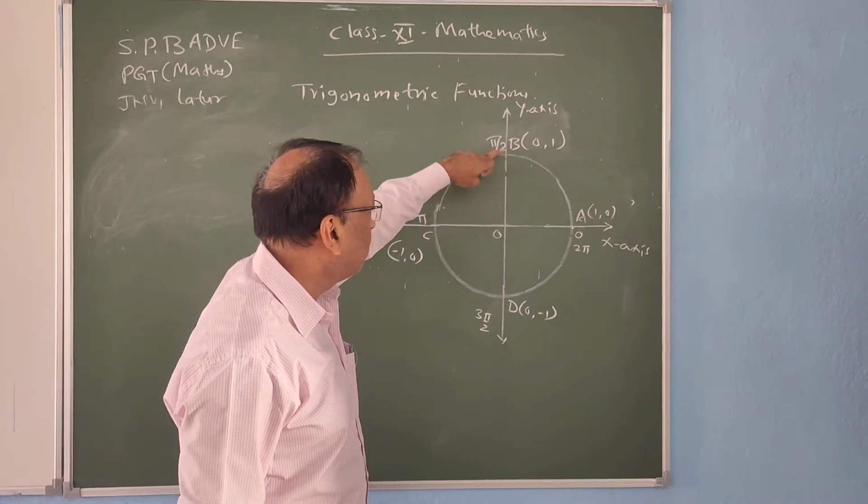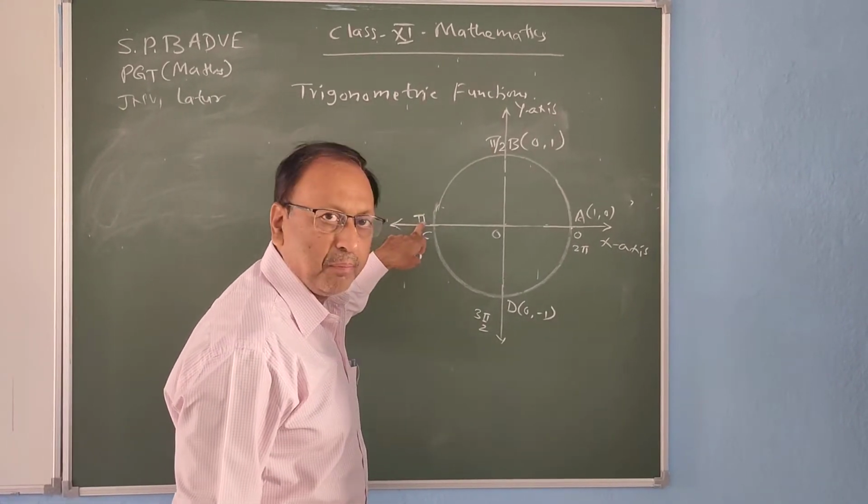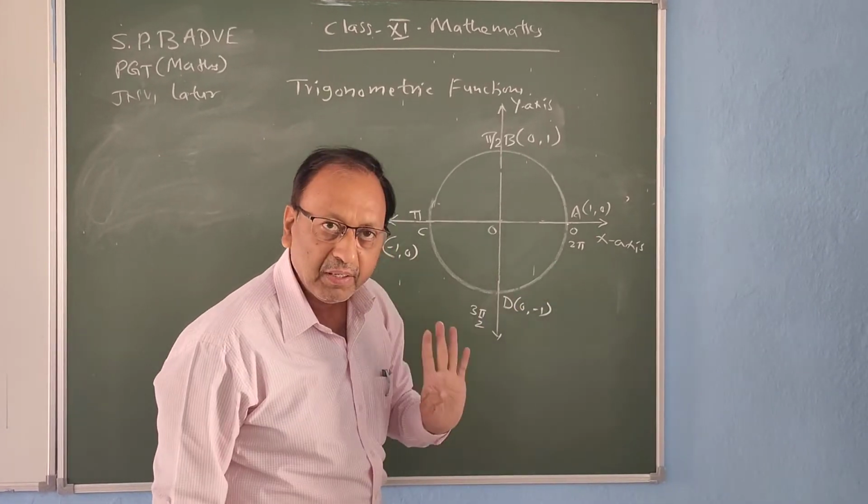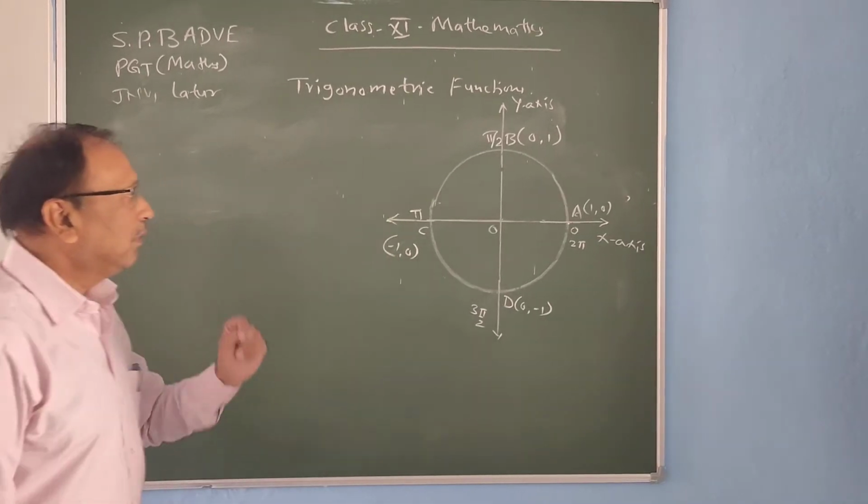So in the first quadrant, the angle is from 0 to pi by 2. The second quadrant, angle from pi by 2 to pi. Third quadrant, angle from pi to 3 pi by 2. And fourth quadrant, angle from 3 pi by 2 to 2 pi. Okay, like this. Now let's see.